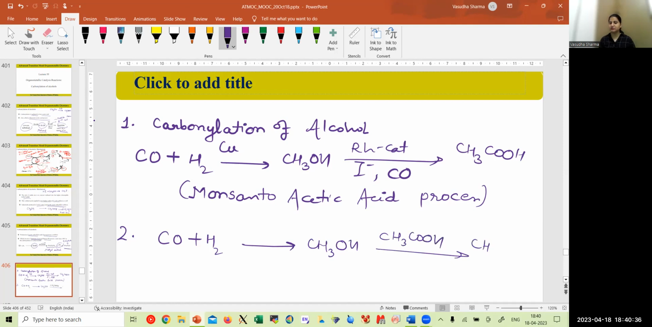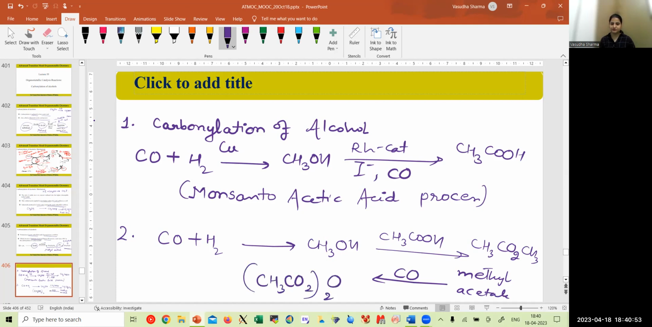And second, if we are treating carbon monoxide and H2 to get ethanol, and treating with CH3COOH, acetic acid, it will first give you CO2CH3, methyl acetate, which will undergo carbonylation, and it will lead to form your acetic anhydride. And this is named as the Tennessee Eastman method.